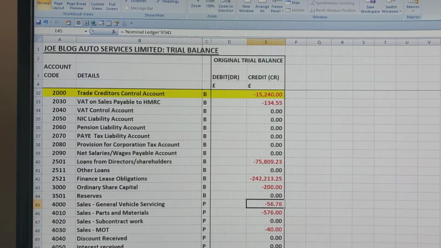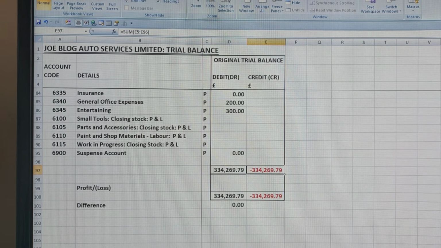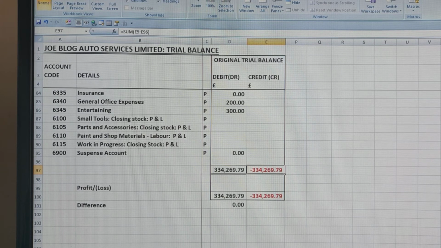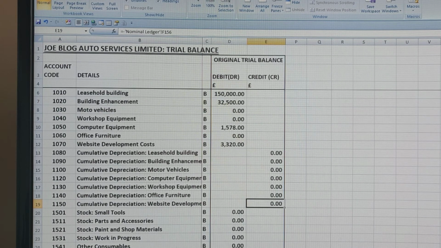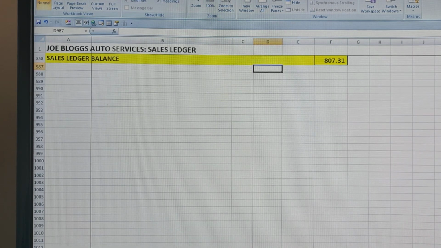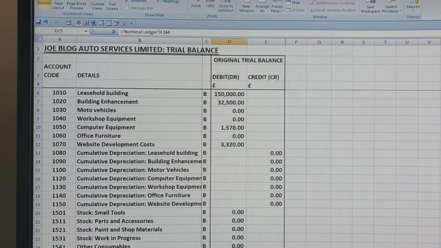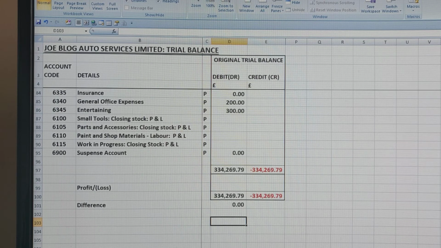Okay, now. Yeah, so the trial balance has also balanced. So we are okay. The sales ledger and the nominal ledger at the debtors control account have agreed. And the trial balance has also balanced. As you can see, the balance on the sales and debtors control account is 807.31, and the balance on the sales ledger is 807.31. And the trial balance has also, thankfully, balanced.